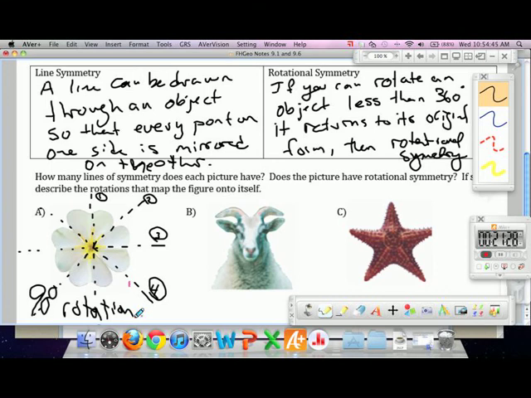How about the goat head there? One line of symmetry, seemingly this way, right? Right there. Rotational symmetry? No. You have to rotate it through a full circle in order to get it back. So, no rotation, one line.